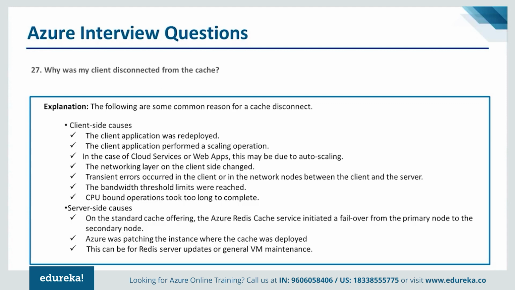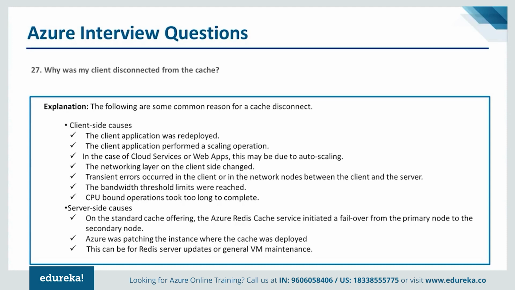The networking layer of the client side changed. Then you have transient errors occurring in the client or in the network node between the client and the server. The bandwidth threshold limits were reached. CPU-bound operations took longer to complete.